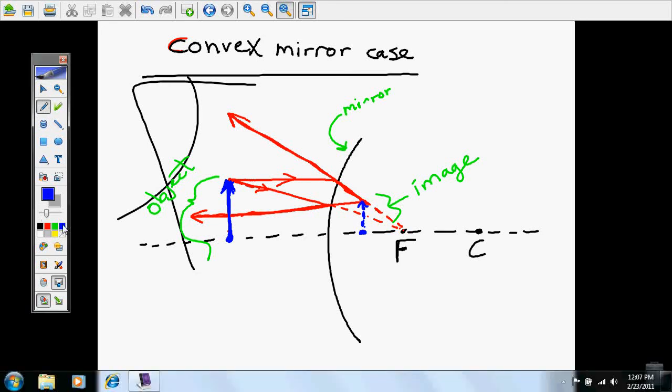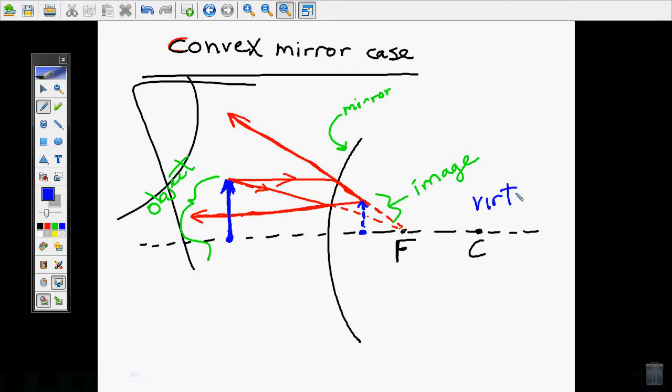And what can you say about that image, Dave? Virtual. Virtual. What else? Smaller. Smaller. Upright. Because the arrowhead is above the feet. Just like over here, the arrowhead is above the feet. So that's how you know it's upright.